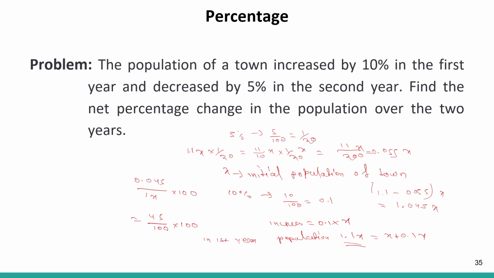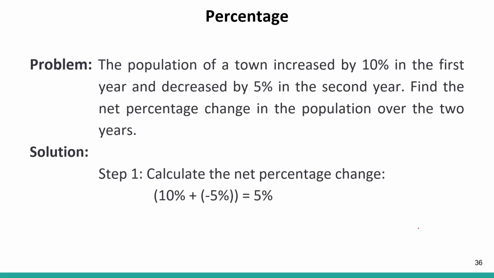So 4.5% change. Okay, and let's see whether this is an increase or decrease. So the original is x, and x minus 1.045x is equal to minus 0.045x. So this is negative, so this implies an increase. Okay, let's see the step by step solution. So let's calculate the net percentage change. So this is 10 plus minus 5 is equal to 5.